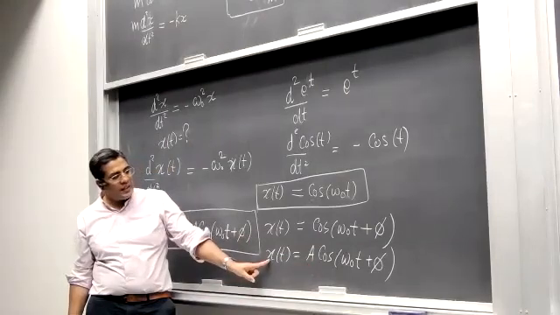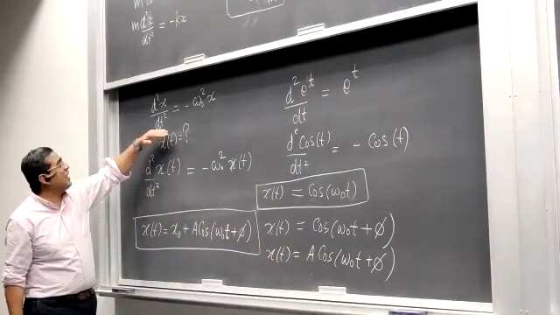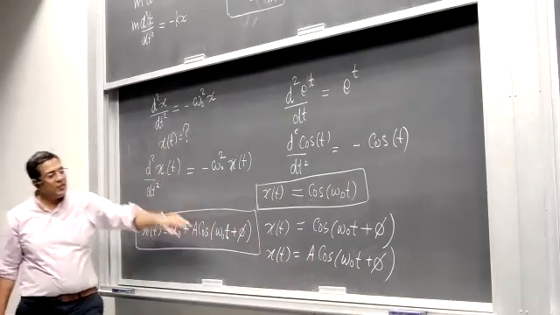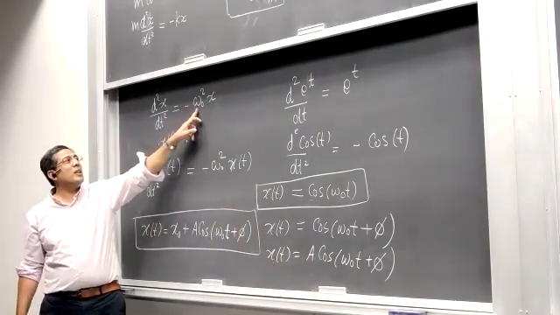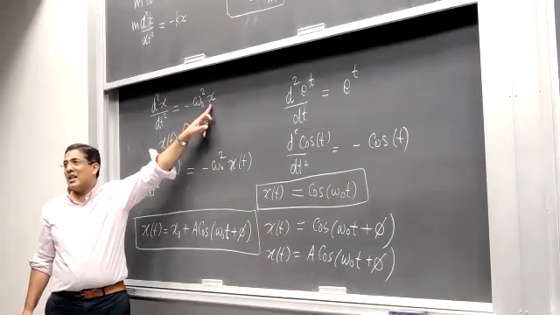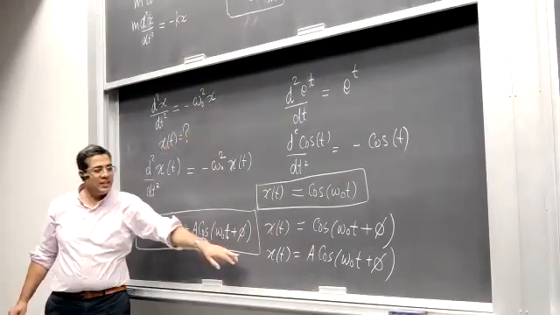If you differentiate x of t, and your criterion is that you take the double derivative of this solution, do you get on the right side minus omega naught squared times x? Do you get that or you don't? If you do get it, then this is a legitimate solution.